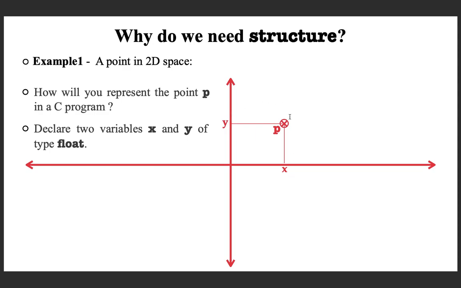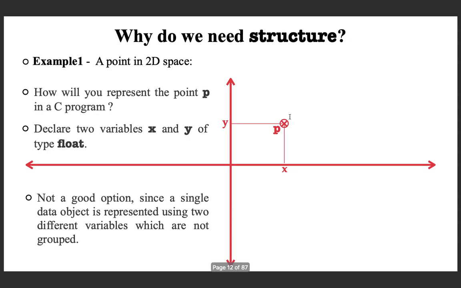This is one possibility, but this is not a good option because a single data object, which is a point, is here represented with two different variables which are not grouped into a single entity. They are two different variables. In that respect, it's not so advisable.